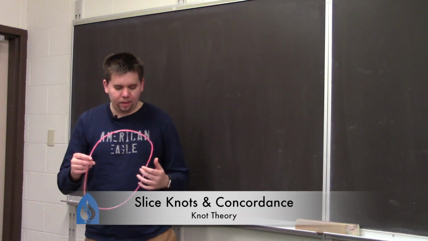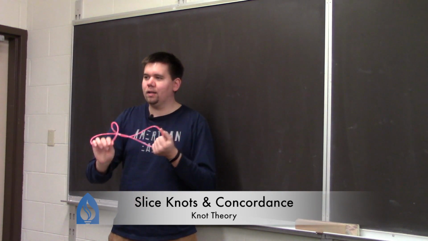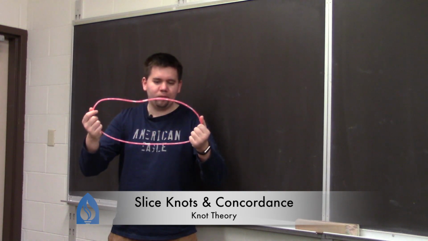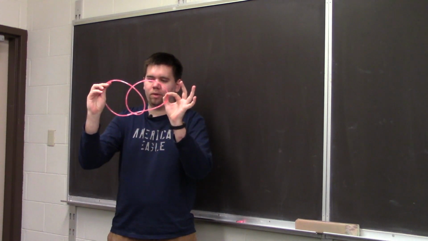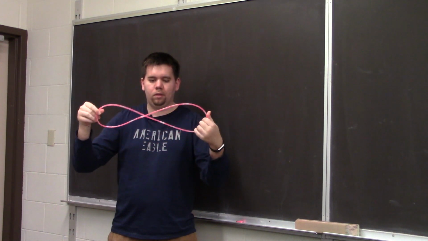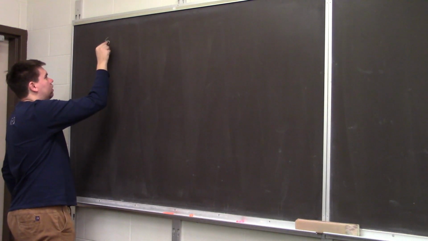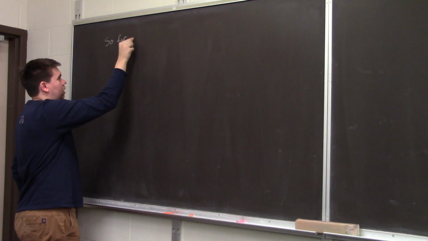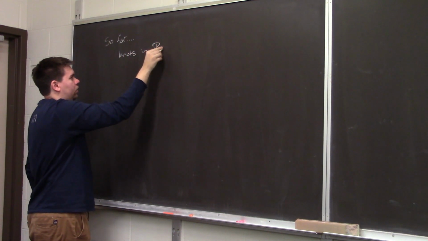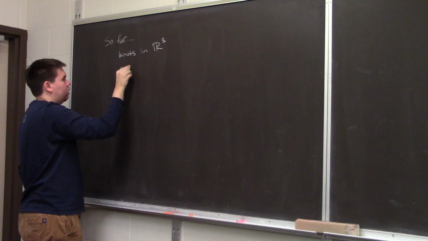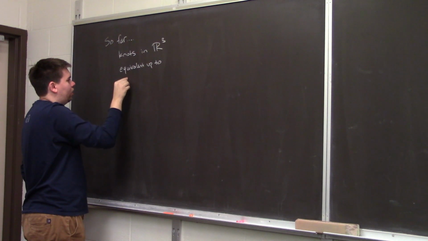So far, we've been thinking about knots up to this idea of isotopy, that is, deforming the knot in some way, right? And we say two knots are equivalent if you can deform the knot in some way, and so this knot is equivalent to the unknot, right? And so far, we've been thinking about knots in R3, equivalent up to this thing called ambient isotopy.